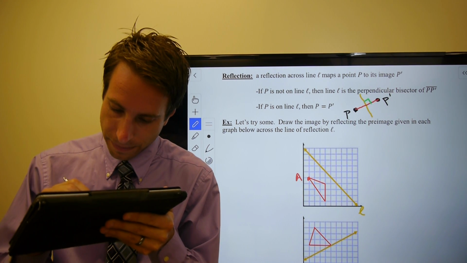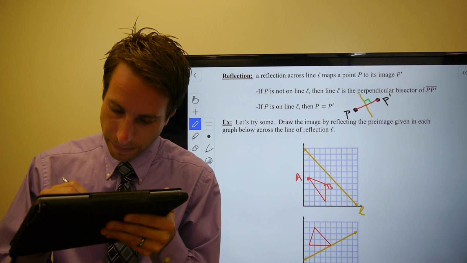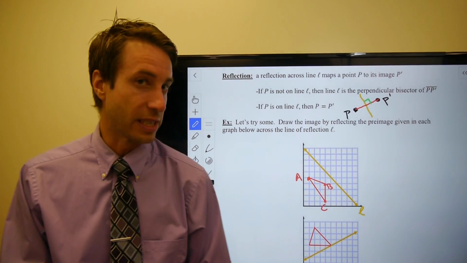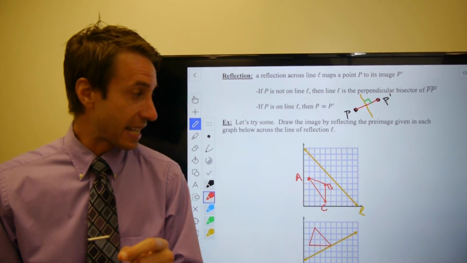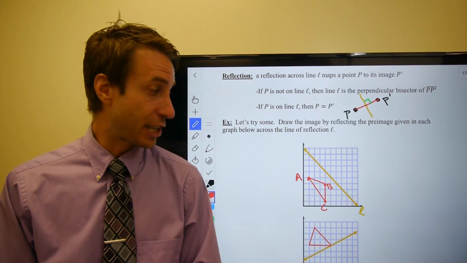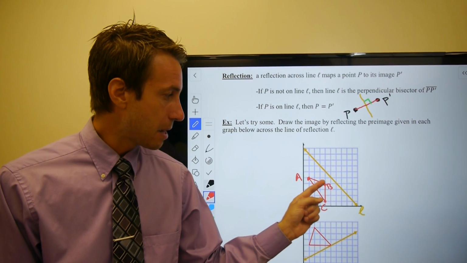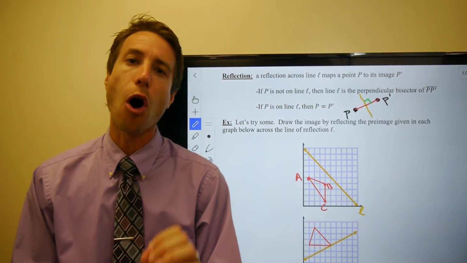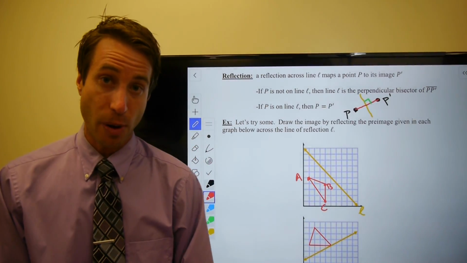There's A, B, and C. Now, the way that this is going to work when you do these, I am going to try and get a perpendicular line from A, B, and C to my line of reflection. And I will always make these as easy as possible for you guys.